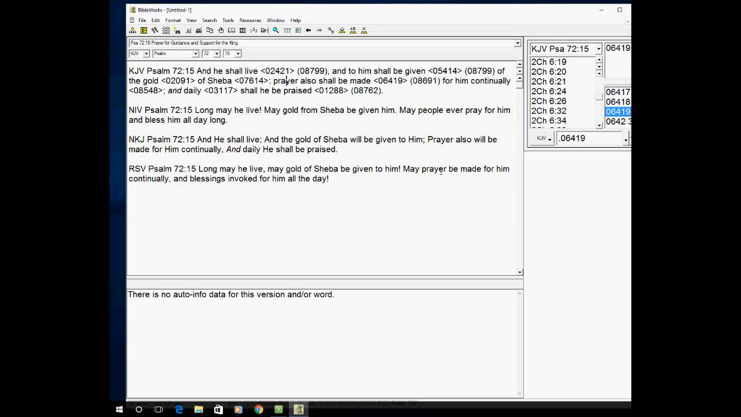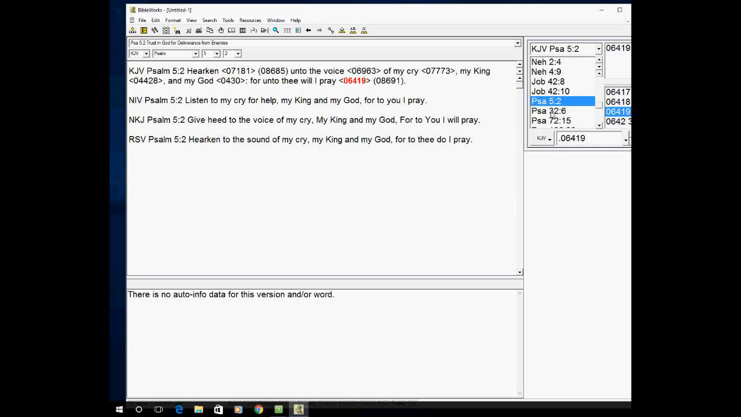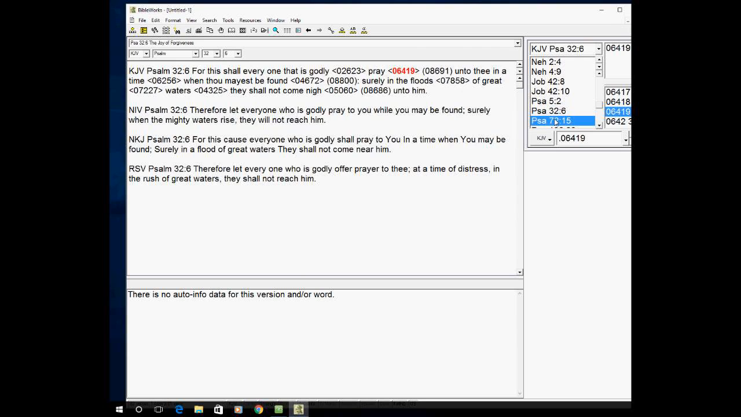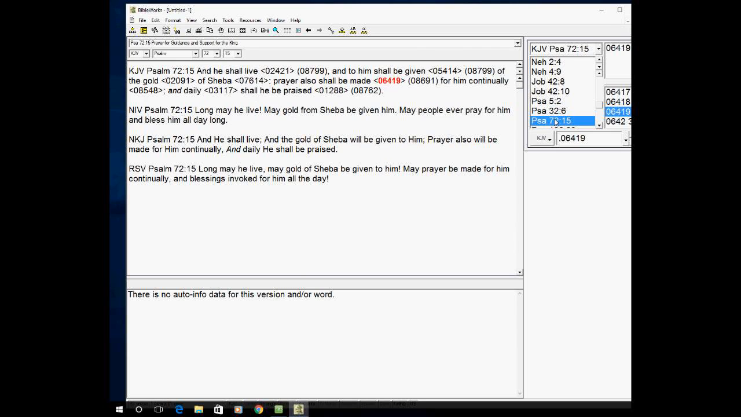And if we get a couple batteries here, I'll hand this over. We can get back to typing again. Let's see what I can do here. Yeah, prayer shall be made.